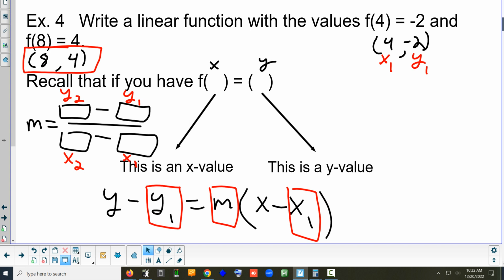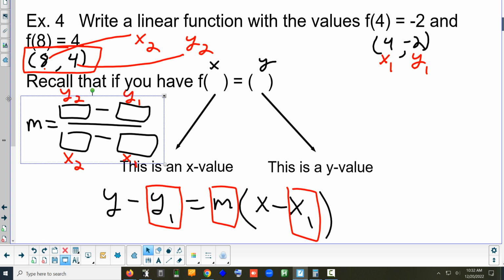For the next coordinate, this will be, let's see, the 8. I'm just going to put it over here. That'll be my second x. And the 4 is my second y. I just didn't have enough space to write it.